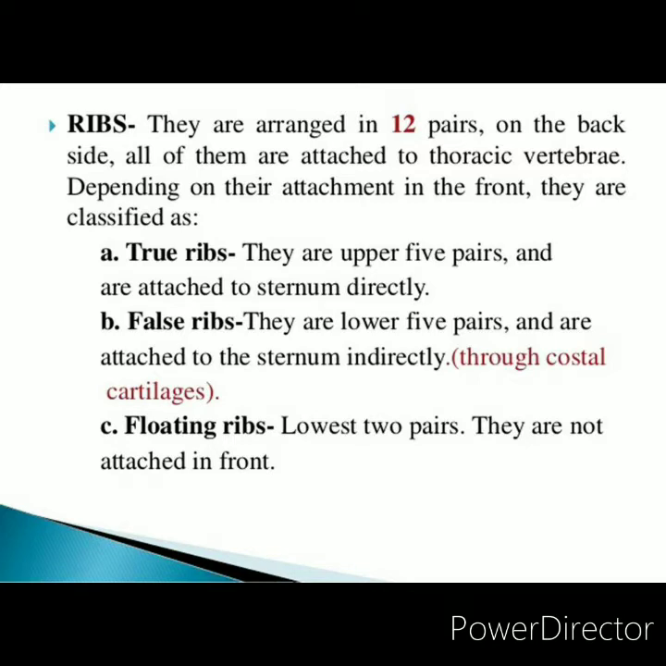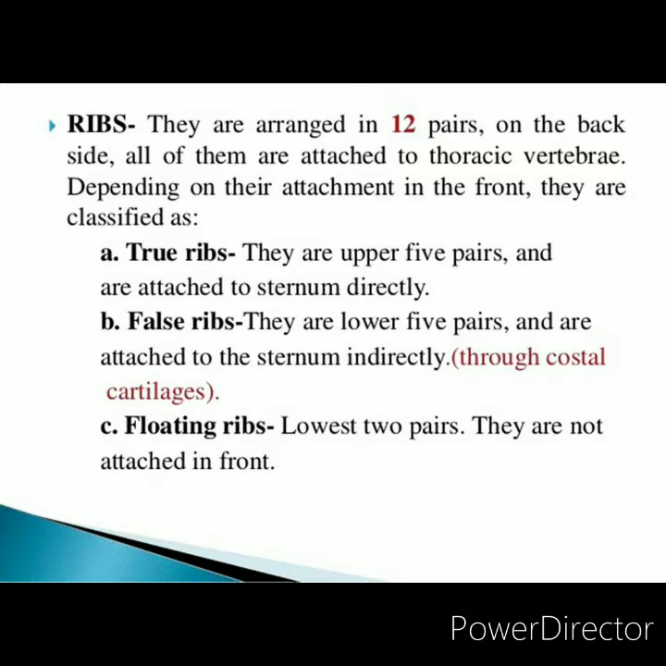The next is false ribs. They are the lower 5 pairs and are attached to the sternum indirectly, through costal cartilages. We will see this in the next pictures. So the first 5 pairs, that means the first 10 ribs, starting from your number 1, are known as true ribs. Okay, the next 10 ribs are known as false ribs.